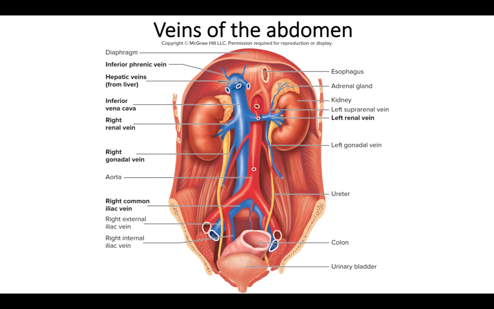All right. Kidneys have renal veins, so you got your renal veins there. We see a couple gonadal veins coming up from the gonads. We've got some hepatic veins, which come from your liver, which we'll talk more about the liver in a moment. So a lot of the veins of the abdomen are similarly named as the arteries.